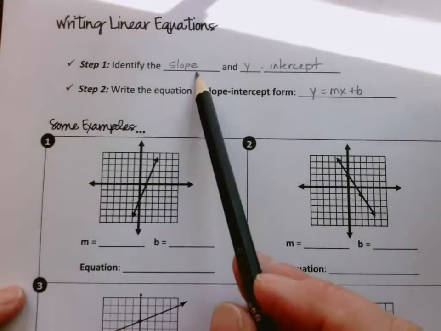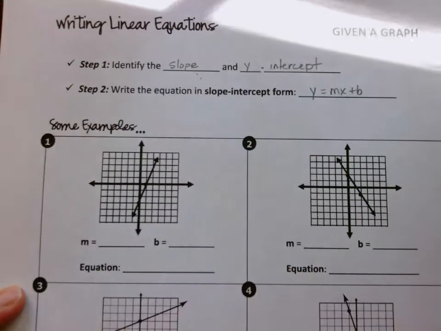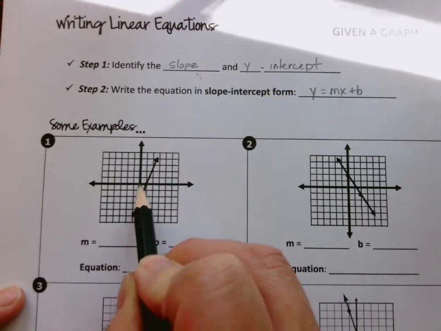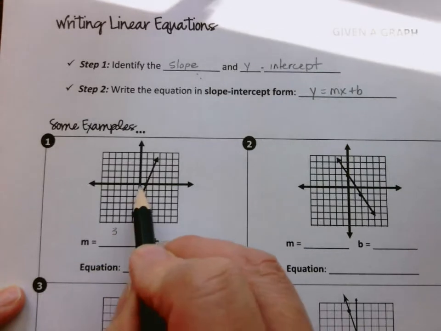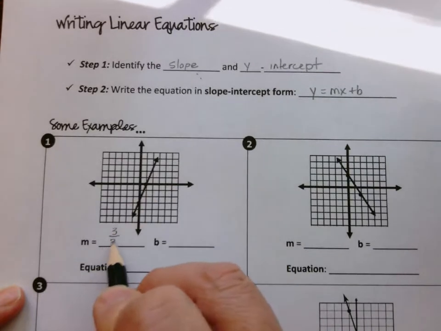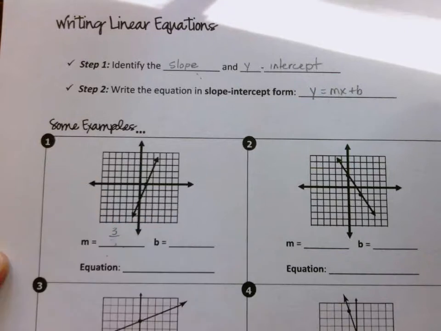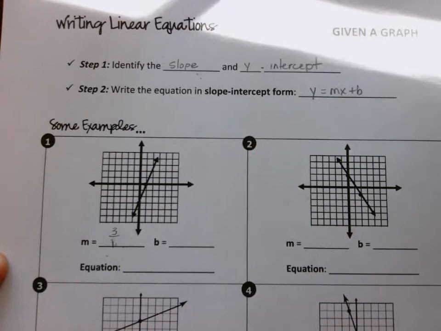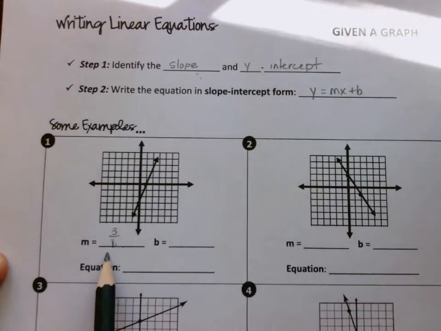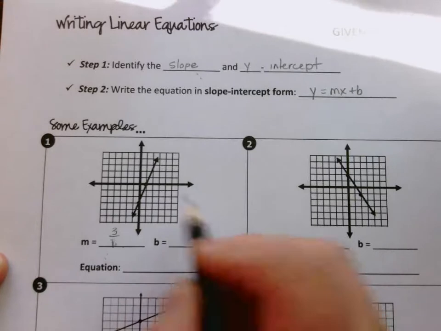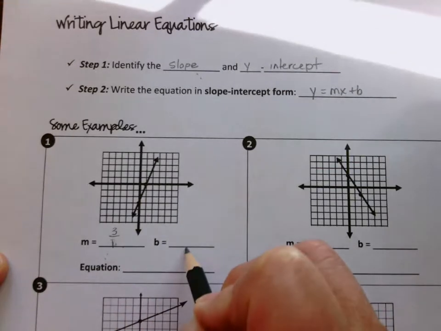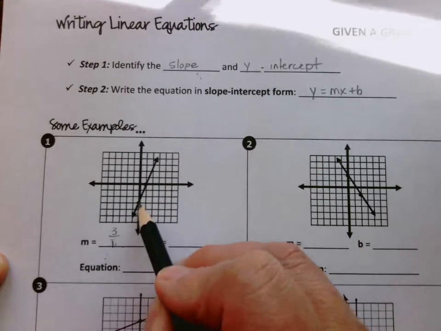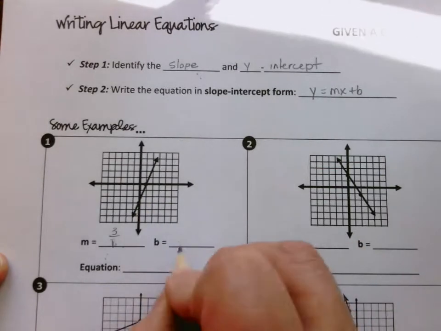The first thing I need to do is identify the slope, and I'm going to do that simply by counting the rise over the run. I go up 1, 2, 3 for every 1 unit that I go over. So my slope should be 3 over 1 or just 3. And then I have to identify my b value, which it looks like I crossed the y-axis at -3.